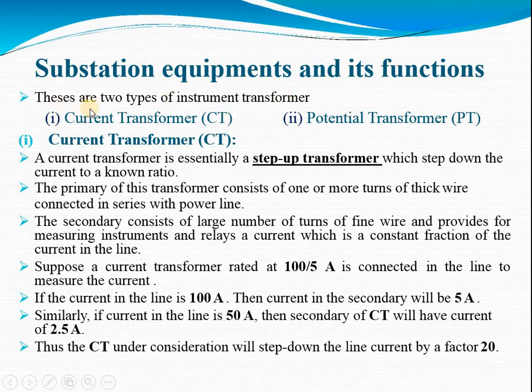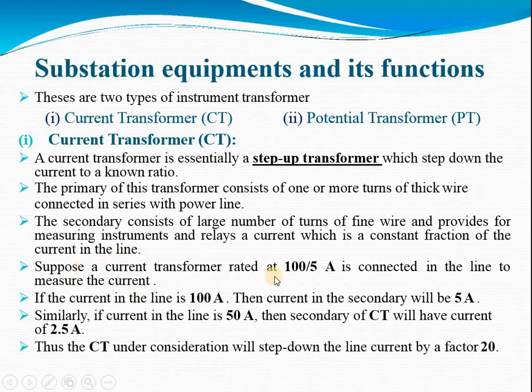The next important equipment is the current transformer. The current transformer is essentially a step-down transformer which steps down the current to a known ratio. The primary of this transformer consists of one or more turns of thick wire connected in series with the power line. The secondary consists of a large number of turns of fine wire and provides the measuring instruments and relays a current which is a constant fraction of the current in the line.